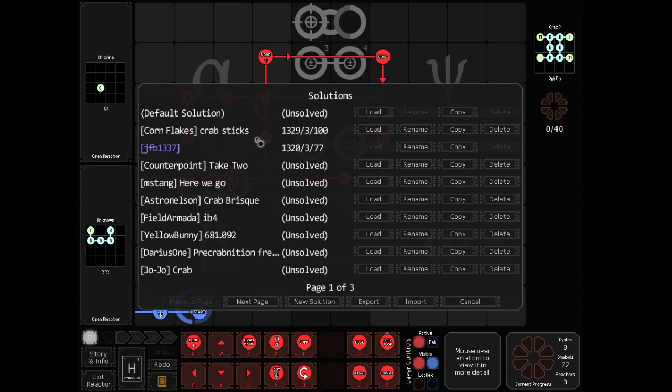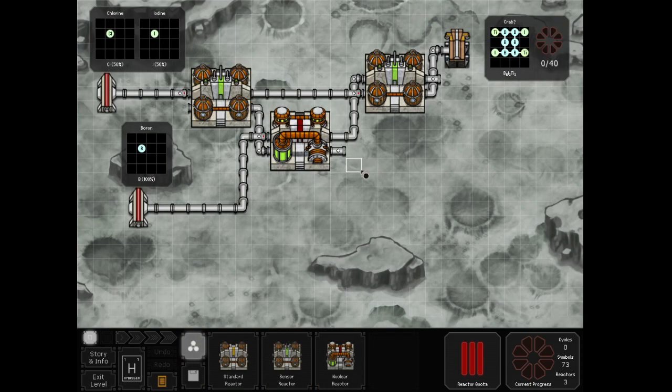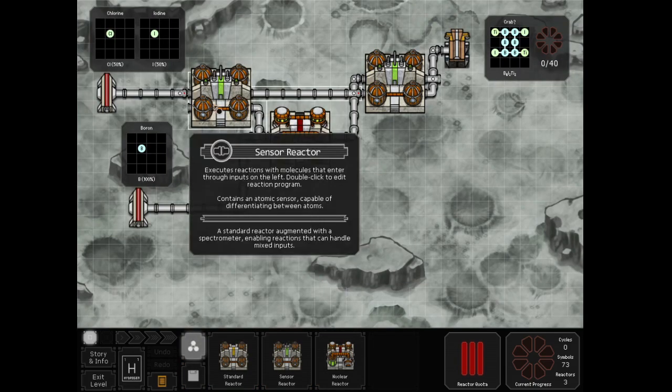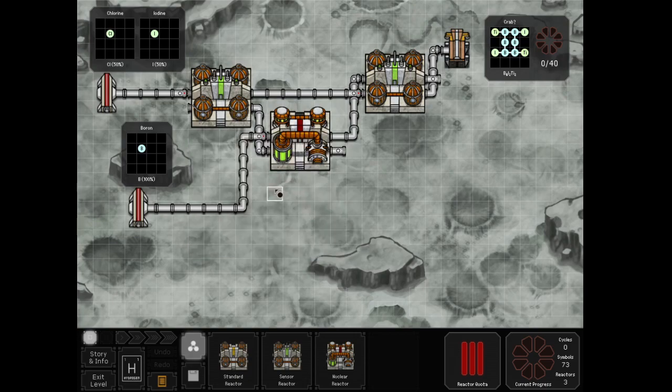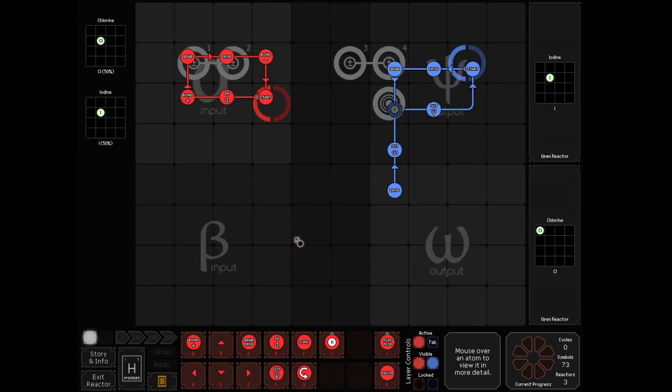I forgot to mention the name of the previous solution was Crab Sticks, which is, I believe, a reference to fish sticks from the story. Next is, yeah, Counterpoint with Take 2. Yeah, I really should have named the level fish sticks, or crab sticks, shouldn't I?